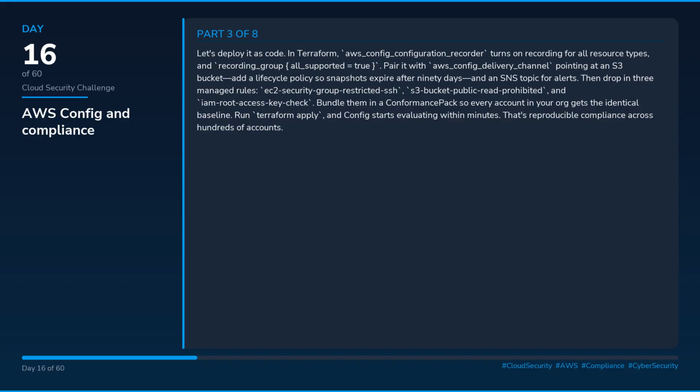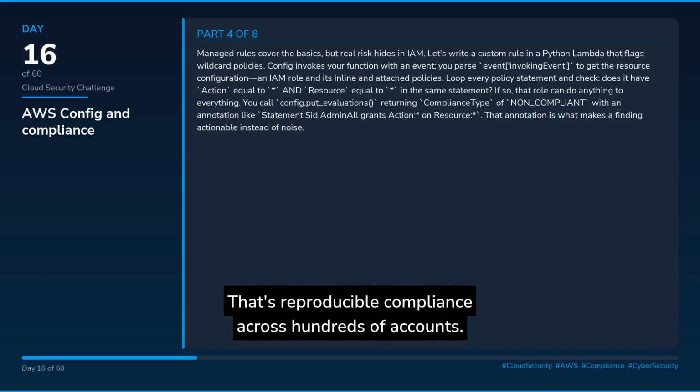for alerts. Then drop in three managed rules: ec2-security-group-restricted-ssh, s3-bucket-public-read-prohibited, and iam-root-access-key-check. Bundle them in a conformance pack so every account in your org gets the identical baseline. Run terraform apply, and Config starts evaluating within minutes. That's reproducible compliance across hundreds of accounts.